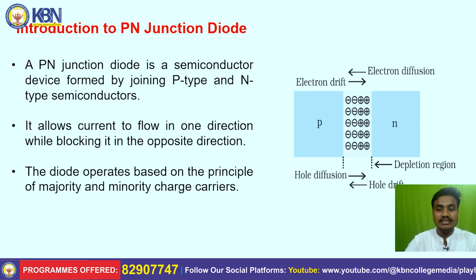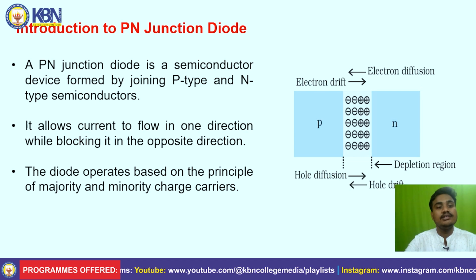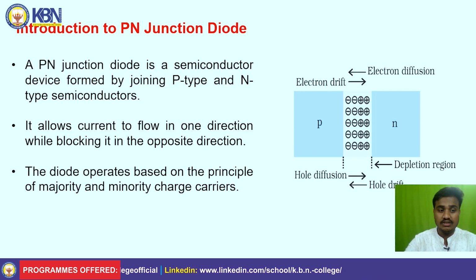Then by joining the P-type and N-type semiconductors, there exists a junction layer, which is known as the depletion layer. Okay, this is how a PN junction diode is formed. The PN junction diode allows the current to flow in only one direction. In general, a diode is a device that allows the current to pass only in one direction while blocking the opposite direction. The diode operates based on the principle of majority and minority charge carriers.